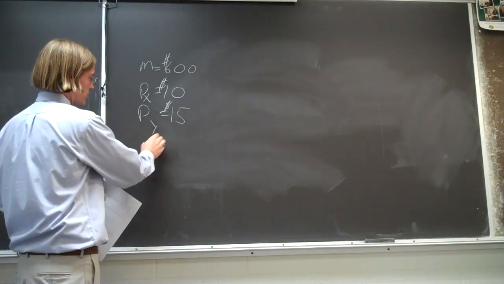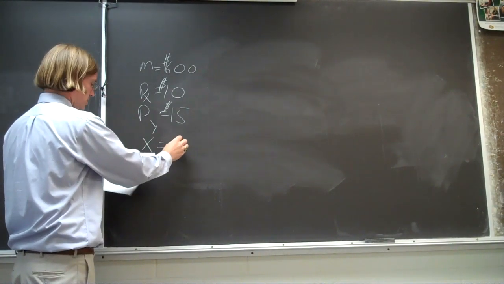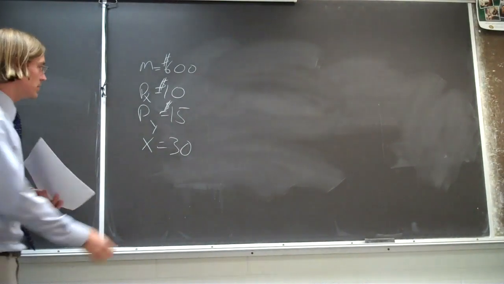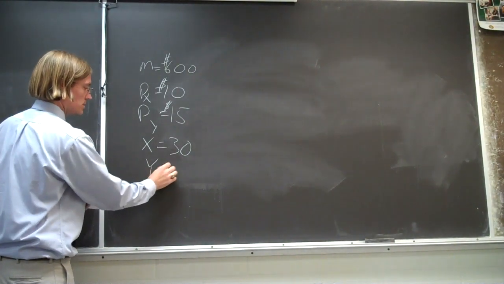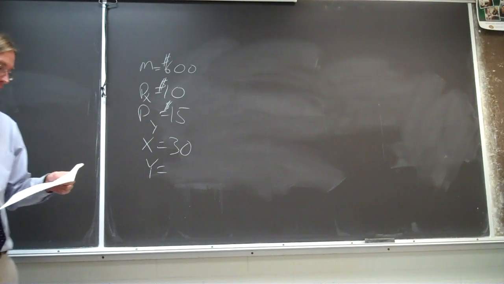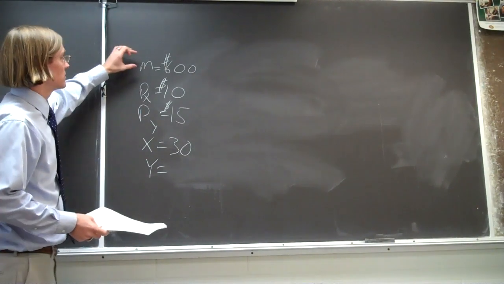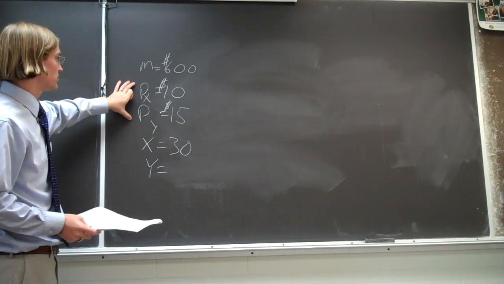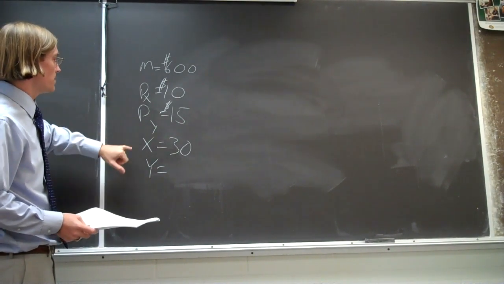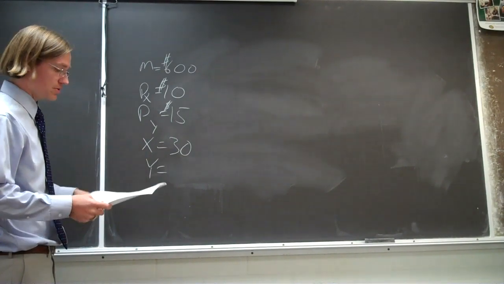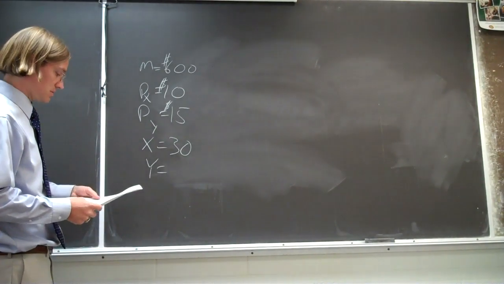And then if we assume that we're purchasing 30 units of good X, then how many units of good Y can we purchase? What's the maximum amount of good Y that we can purchase given this income, the prices for X and Y, and that we're already purchasing 30 units of X?